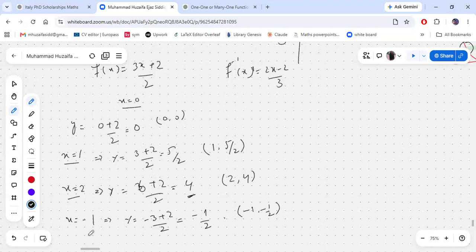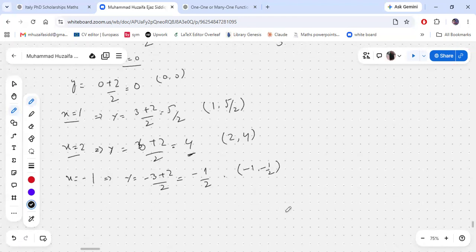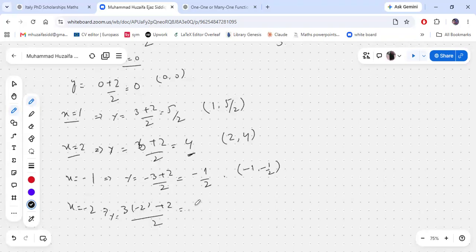And same for x is equal to minus 2. This is 3 into minus 2, and y is equal to 3 into minus 2 plus 2 divided by 2. So minus 6 plus 2 is equal to minus 4, minus 4 by 2 is minus 2. So our ordered pair is minus 2 and minus 2.